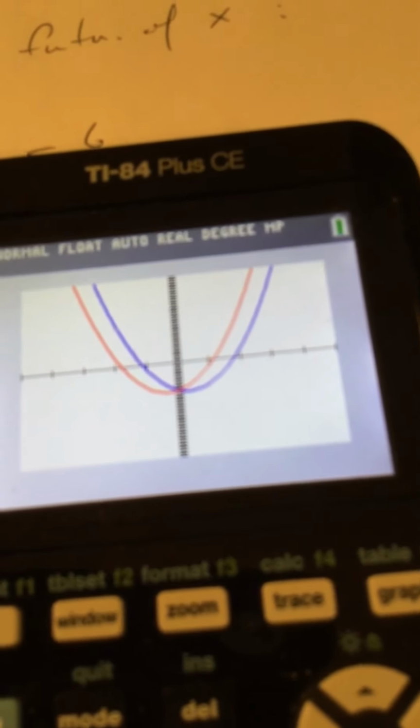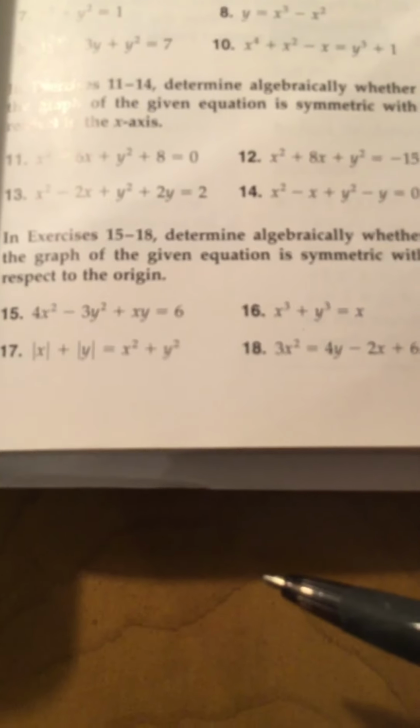Quiz on Friday. For your homework, do numbers 15, 16, and 17. Here they are. I'll make a photo of them and send them out to you.